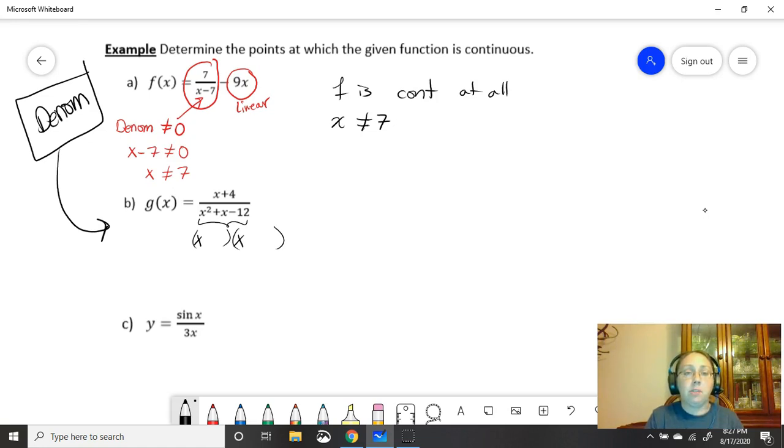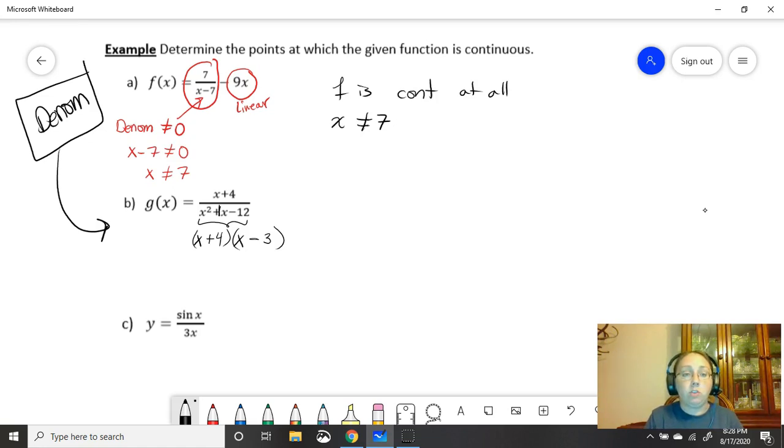Now what numbers multiply to be negative 12, but add to be this 1 in the middle term? We need positive ones. So let's see, 4 and 3 would work, but I need them to add to be positive, and I need them to multiply to be negative. So there you go. This is our denominator.